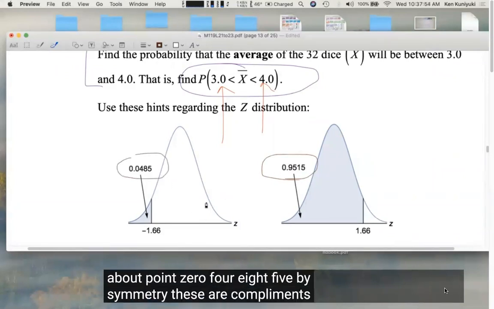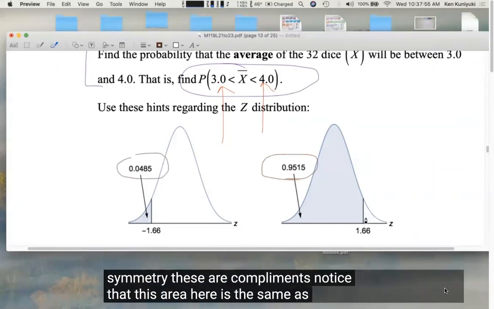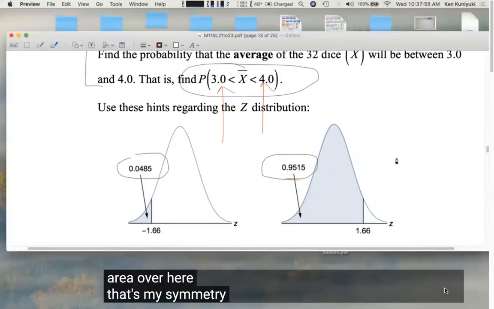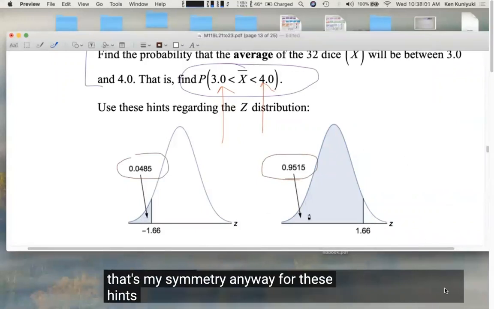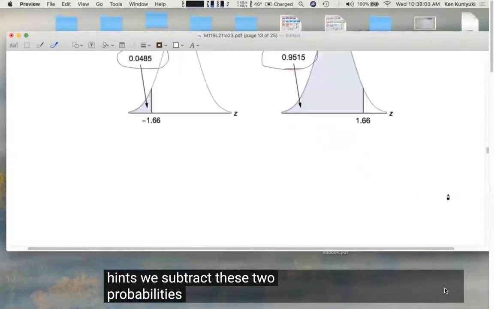By symmetry, these are complements. Notice that this area here is the same as this area over here. That's by symmetry. Anyway, from these hints, we subtract these two probabilities.